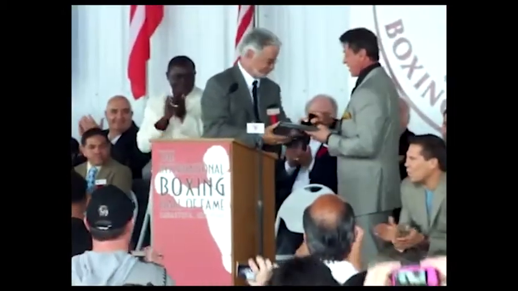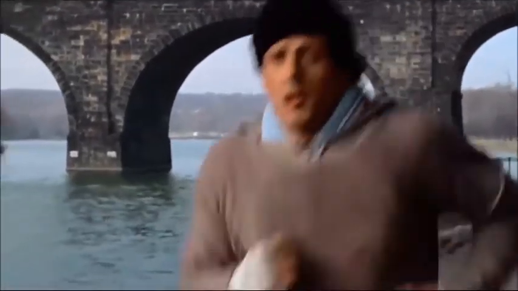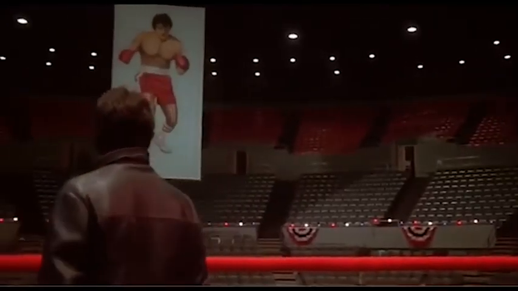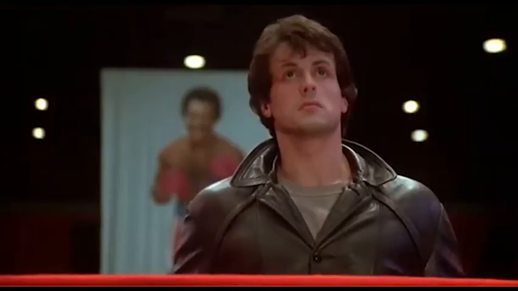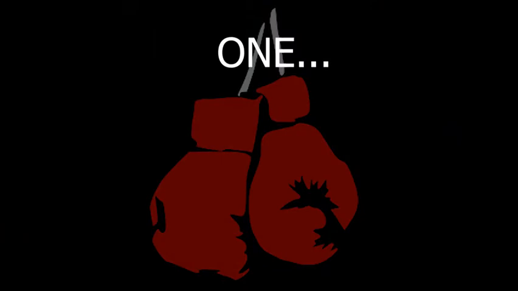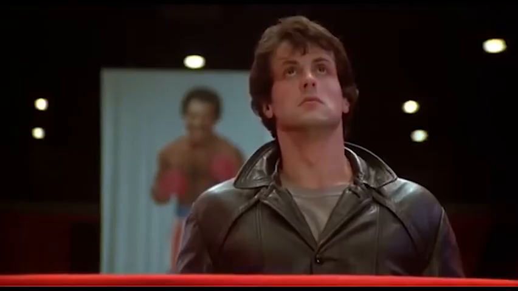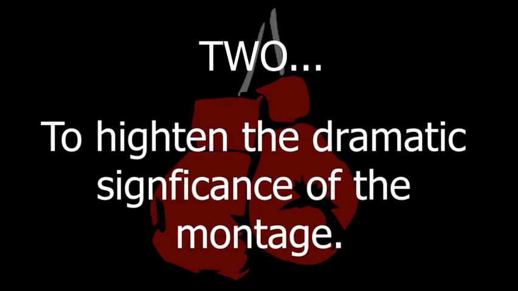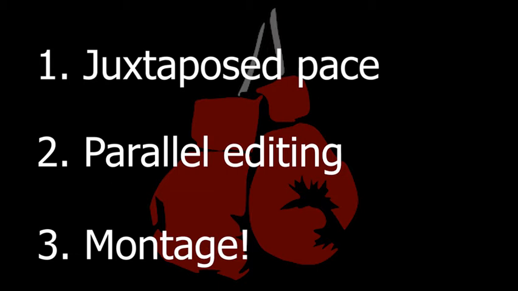Rocky is so influential in large part due to its editing, specifically its revolutionary implementation of the montage training sequence. However, there are more techniques implemented throughout the film. I read the editing choices as having two primary goals, all of which serve to: 1. Link the editing, shot type and pace to Rocky's psychology. 2. To heighten the dramatic significance of the montage. The techniques I will examine are the use of juxtaposing pace, parallel editing, and of course the montage itself.